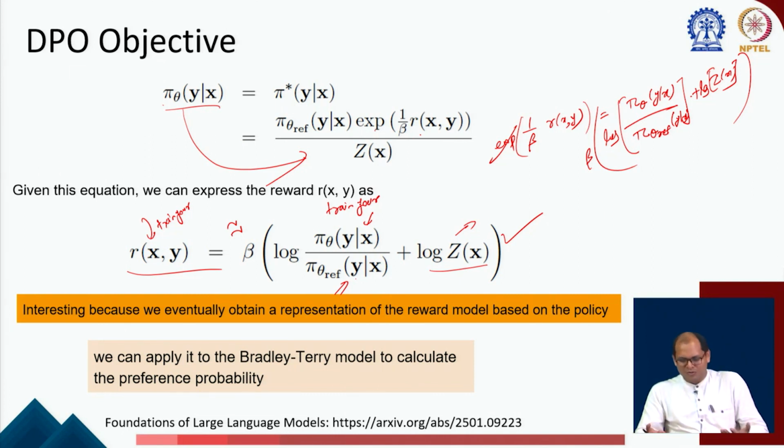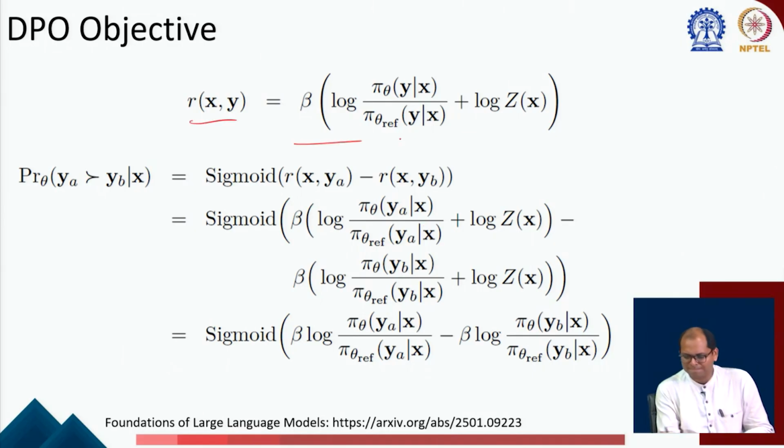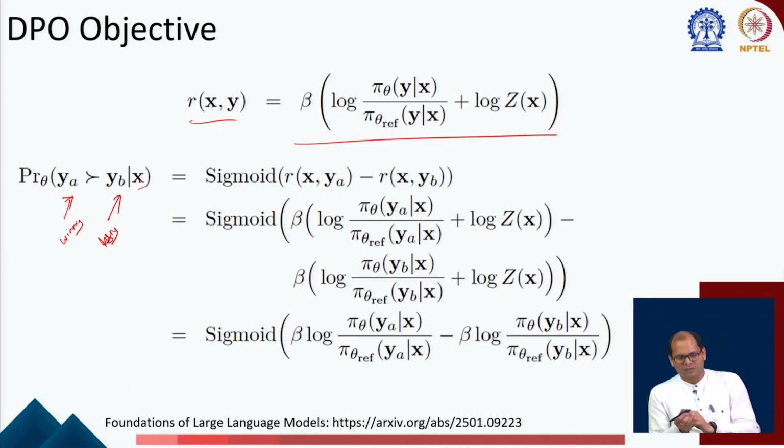So, how do I train my reward model? Okay, I know this. We can go back to the Bradley-Terry model. So, we have this form of reward model. Now, we use the Bradley-Terry model to train this reward model, then that actually will train my pi theta, because the reward model is written in terms of this. So, what is the Bradley-Terry model? The probability that y a is the winning sample from the preference data, y b is the losing sample, given x as the input, is sigmoid of r x y a for the winning sample minus the reward for the losing sample.